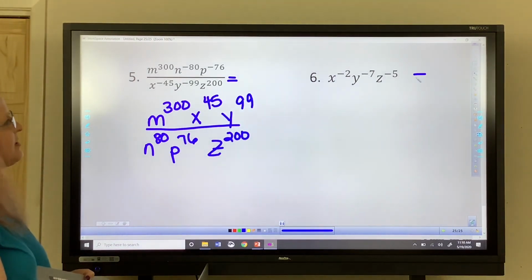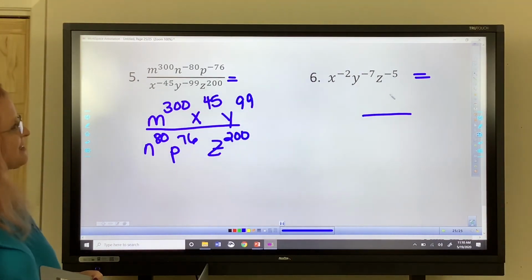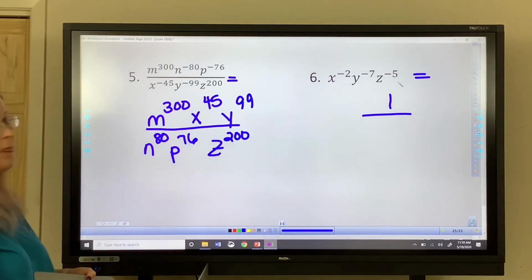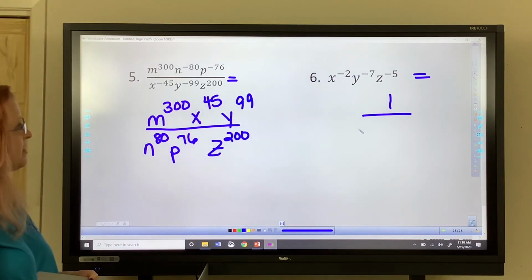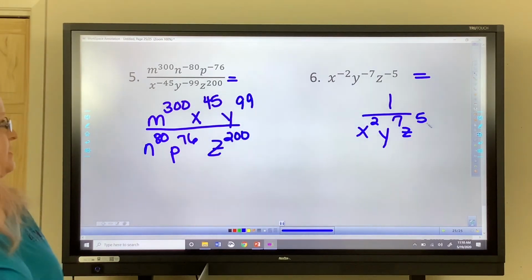Okay, here's another one where they're all negatives. So hopefully by now you realize there's going to be a 1 up top because all of these are in the numerator. They're all in the wrong place, so they all have to move to the denominator. So we get x squared, y to the 7th, z to the 5th. And that's all you do with negative exponents.